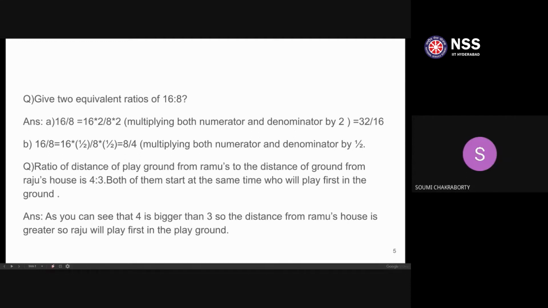The ratio of the distance of the playground from Ramu's house to the distance of the ground from Raju's house is 4:3. Both of them start at the same time. Who will play first in the ground? So the distance from Ramu's house is say 4x, and the distance from Raju's house is 3x. So if you assume x to have a value of 1 or any value, 5 or 10, you'll always get that 4 is greater than 3, which implies that Raju will arrive at the playground first because his house is at a smaller distance away.